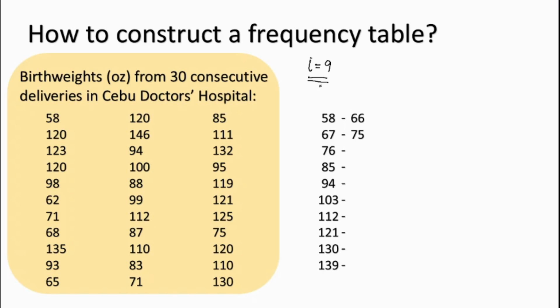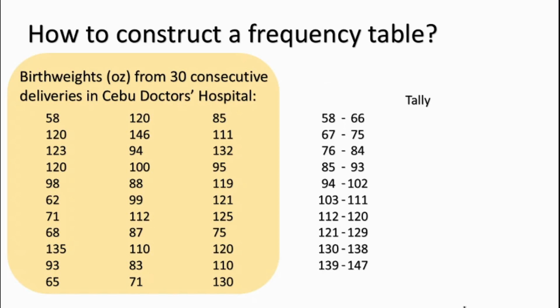Another way of looking at it is we know that the second class begins with 67, and so the first class should end at 66. The third class begins with 76, and so the second class should end at 75. The fourth class begins with 85, and so the third class should end with 84. And you can do the same process until you get to the 10th class.